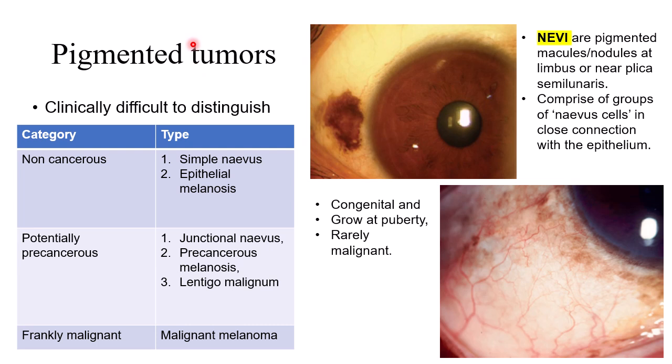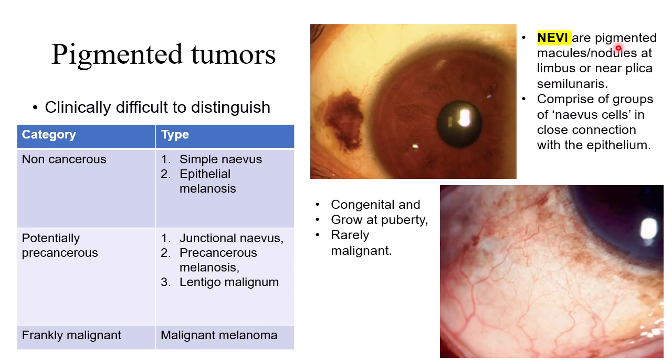Now we'll talk about the pigmented tumors. Pigmented tumors are clinically difficult to distinguish, okay? So they are divided into three categories: non-cancerous, potentially precancerous, and frankly malignant. Non-cancerous includes a simple nevus, for example, this one, and epithelial melanosis like this one. Potentially precancerous and malignant lesions, we'll be looking at in the subsequent slides.